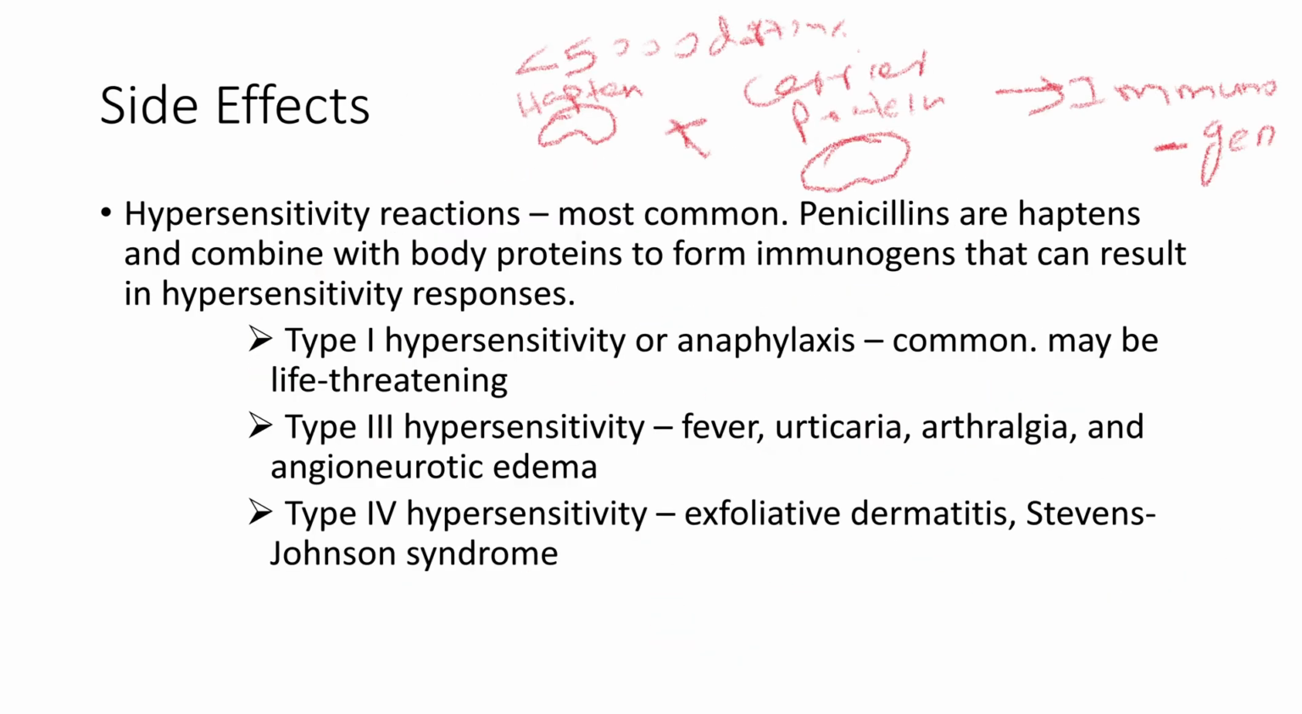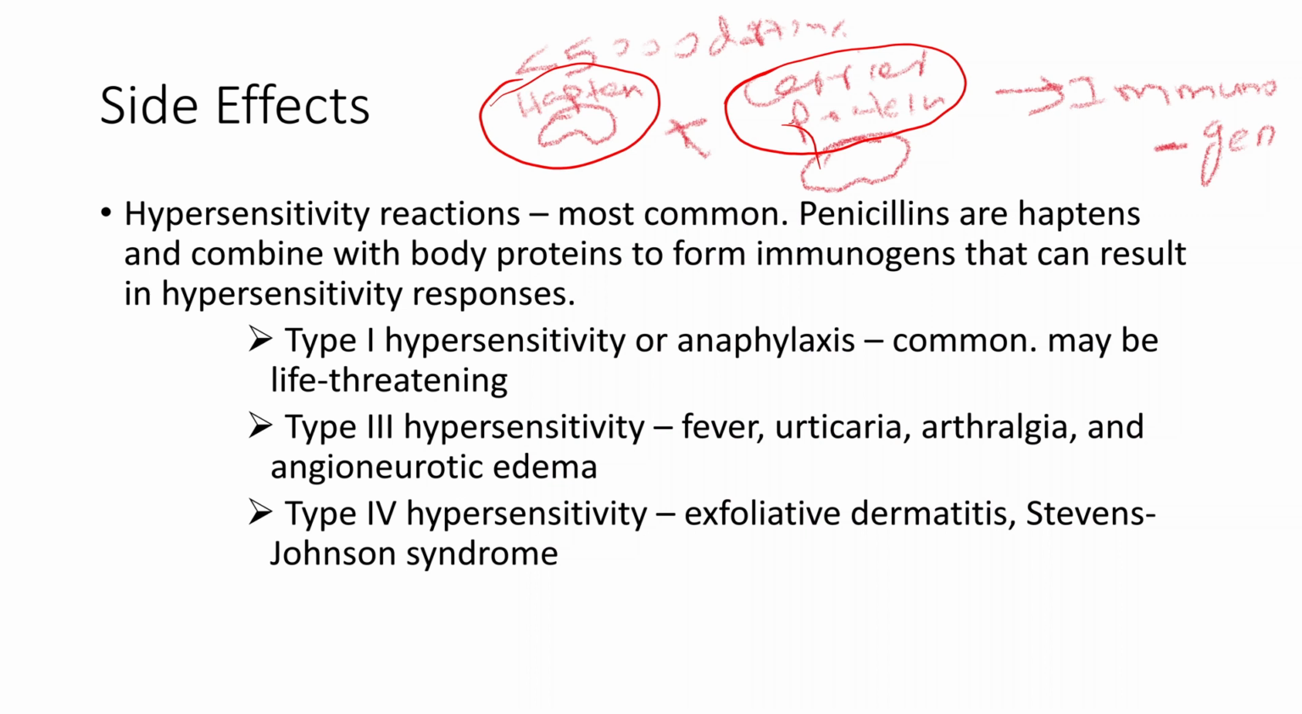When we talk about the side effects of penicillin, penicillin is a hapten, a low molecular weight substance, less than 5,000 daltons. It can't work on its own. They are not immunogenic; they can't elicit an immune response on their own. But when it enters our body, maybe orally, maybe by injection, it combines with our protein molecules, carrier proteins. The hapten and carrier protein combination produces the immunogen.